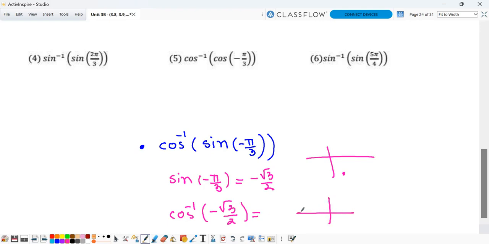Cosine means x. Negative is this side. Cosine inverse is here. Negative root 3 over 2. What would be that angle? Which will be 5 pi over 6. So watch out for this. If they do not have a matching function, you must do the long way. Please pay attention to this kind of question.